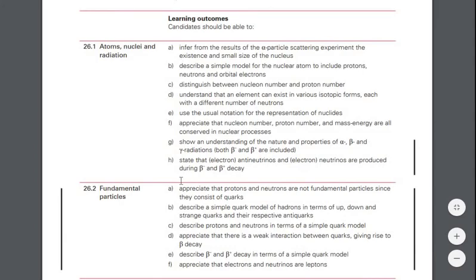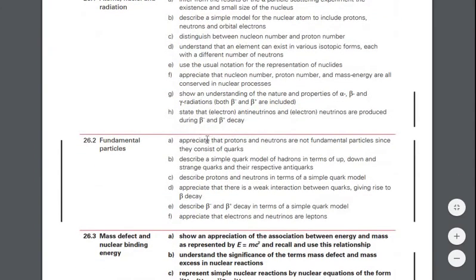Is this clear? Alright, if you go back to the syllabus now, basically we've talked about these things. Not fundamental particles consist of quarks, quark models of up, down, strange. You need to know that there are 3 quarks, up, down, strange, but actually there are 6, right? Up, down, top, bottom, strange and charm. And the respective antiquarks. You understand antiquarks: the anti of up is anti-up, the anti of down is anti-down, the anti of strange is anti-strange. Yeah, very simple.